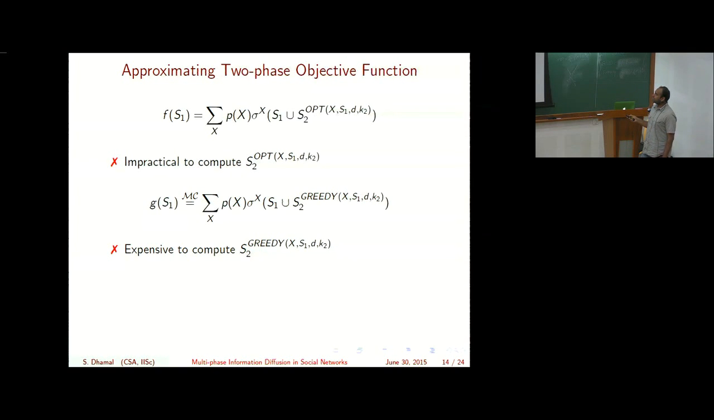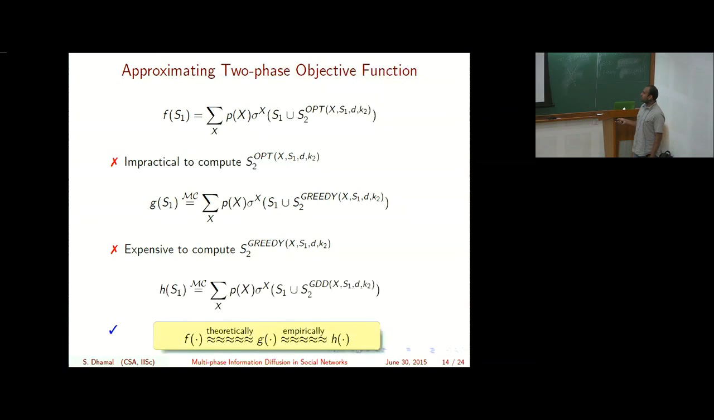And in our case, this computation is only for this set. It's only for the computation of the objective function. It's not even for the optimization of the objective function. So this also makes the computation difficult.